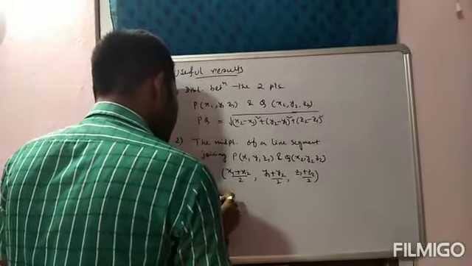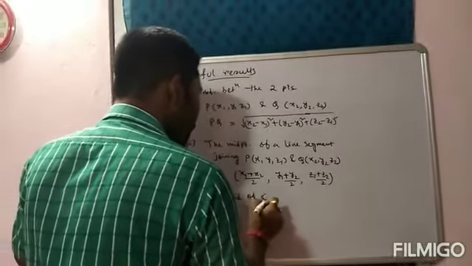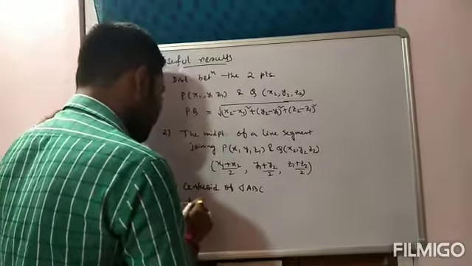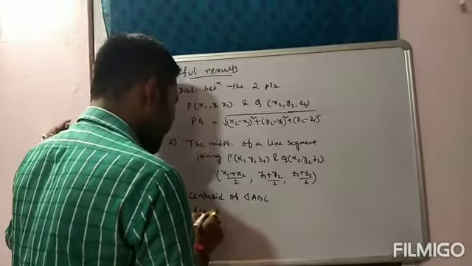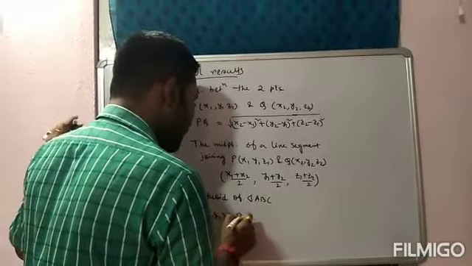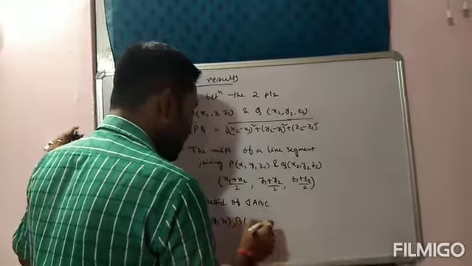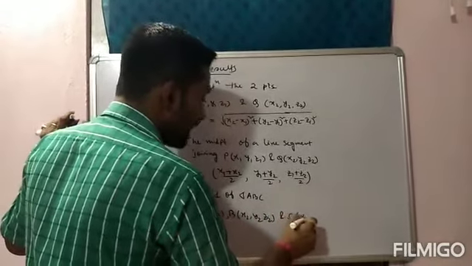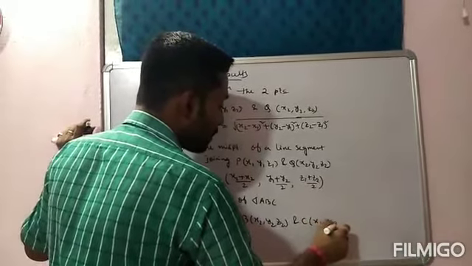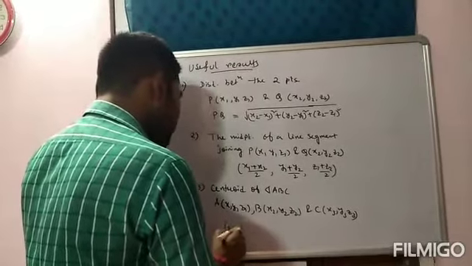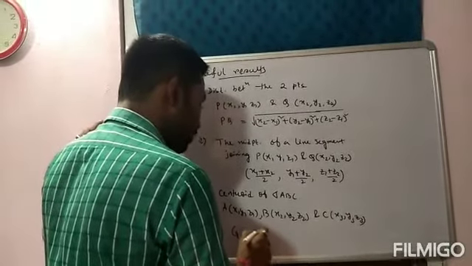Centroid formula. Centroid of triangle ABC. Let us consider the vertices be A, B and C whose coordinates are x1, y1, z1, x2, y2, z2 and x3, y3, z3. Okay. Then we know the centroid is denoted by G. So G is equal to the coordinates of G.